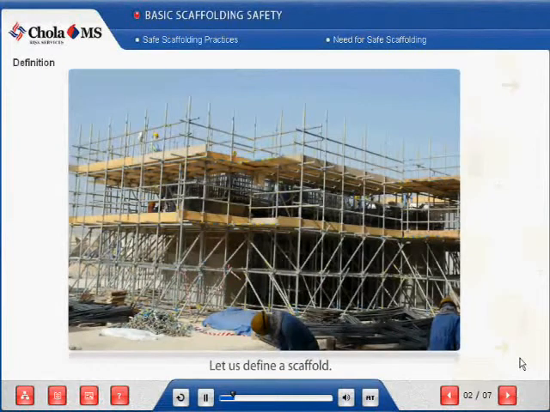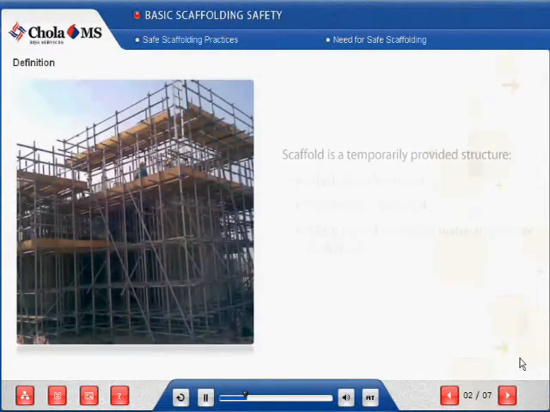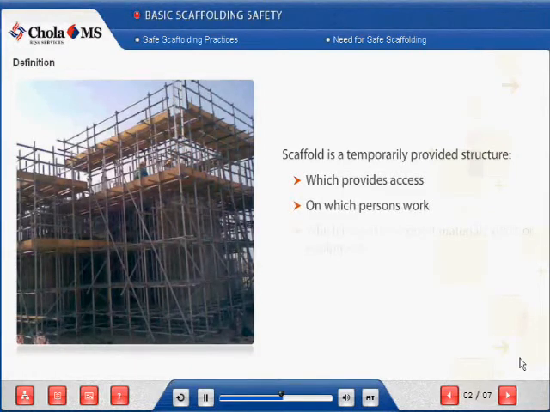Let us first define a scaffold. A scaffold is a temporarily provided structure which provides access or on which persons work or which is used to support materials, plant or equipment.